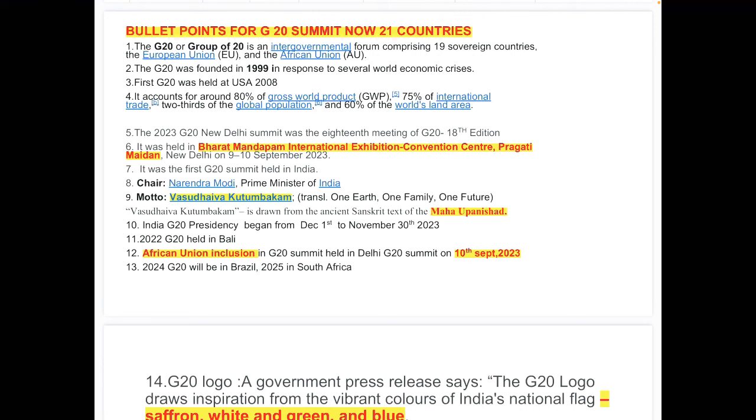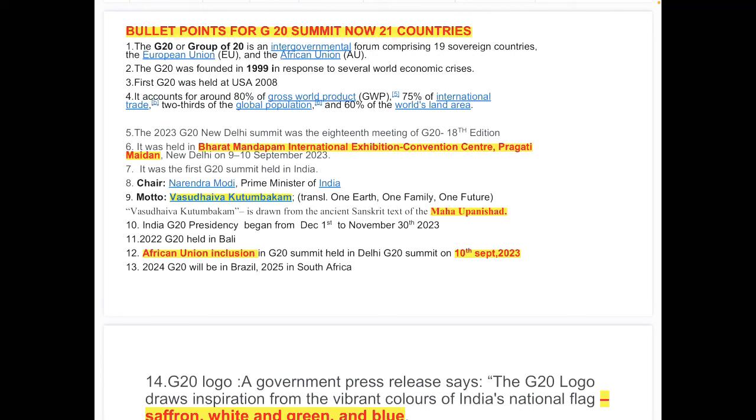So kindly remember this point was very important. And the next point is G20. India's G20 presidency began from December 1st last year, that means 2022. Sorry, I didn't write it there. 2022 till November 30th 2023.